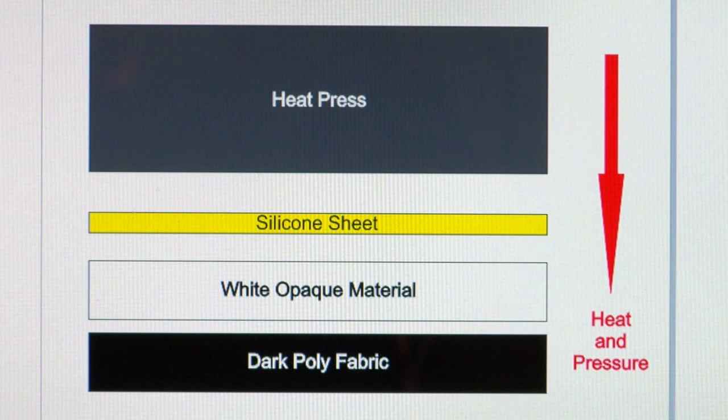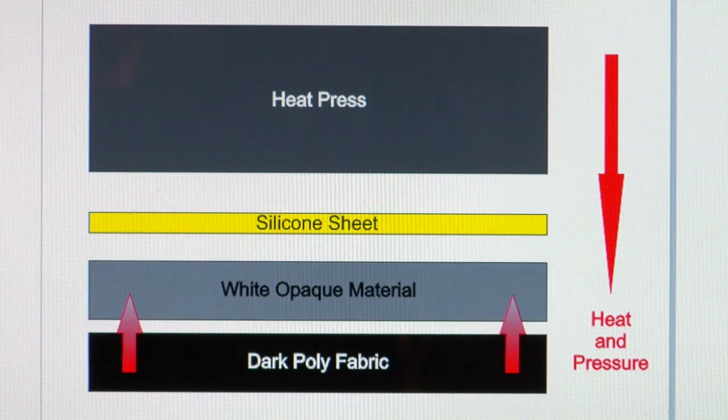Dye migration will take place in opaque materials if you have a dark fabric material with a high polyester content. Under the heat and pressure of the heat press, the dyes from that dark fabric will migrate into the white opaque base, causing your opaque material to discolor and your image to distort. That's what we call dye migration.